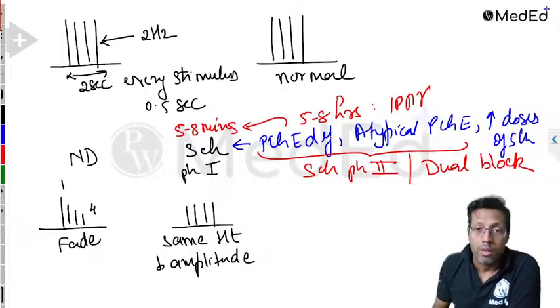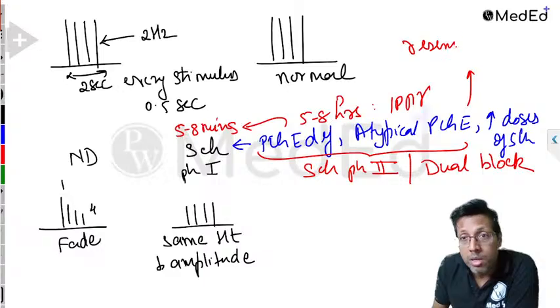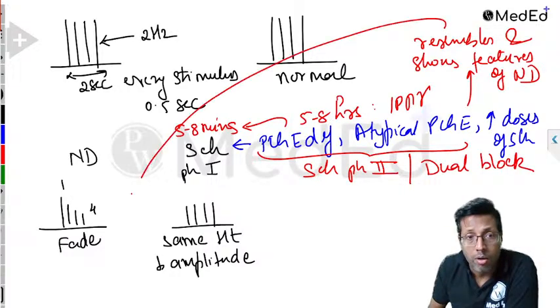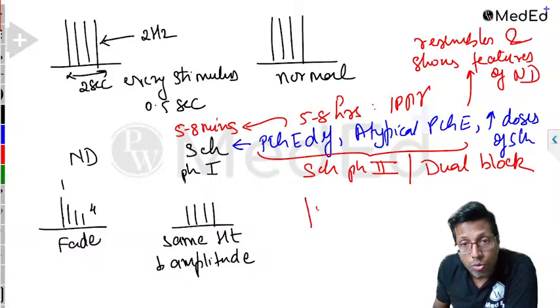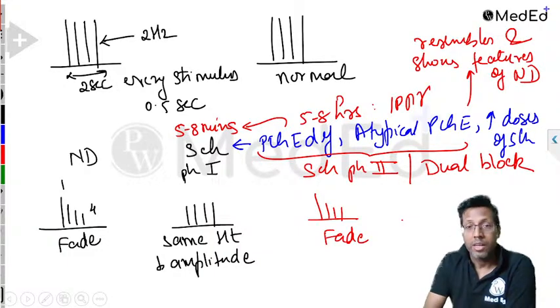But there's a point. When succinylcholine becomes phase 2 block, it resembles and shows the features of non-depolarizing block. So what was the feature of non-depolarizing block? Fade. Because it goes into phase 2, now it shows you the same fade. And this is the exam question: succinylcholine in phase 2 shows you fade. This helps you differentiate the types of block. Clear, everyone?